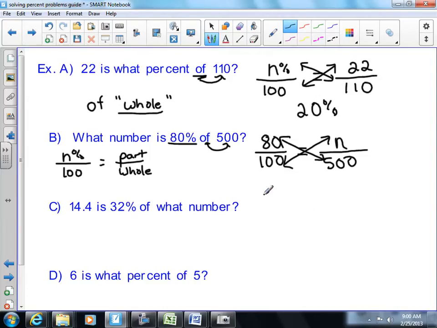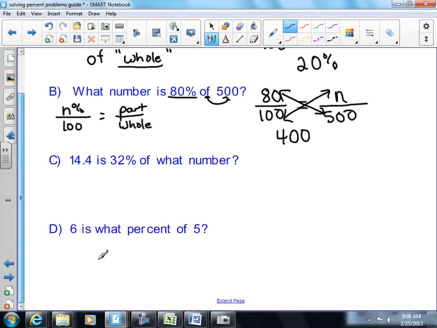Anybody else get 400? Should be 400. Does 400 out of 500 represent about 80%? Now, do I need a percent sign with this one? Why not? I already have my percent in the problem. So my answer is 400. In other words, I got 400 out of 500 represented 80%. Okay, now I want you to try C on your own.